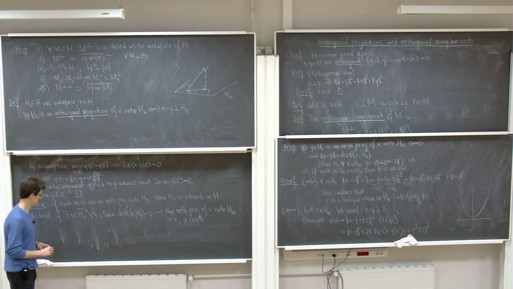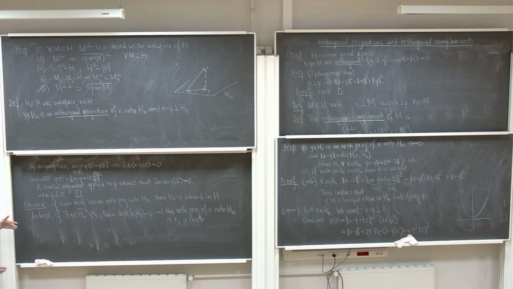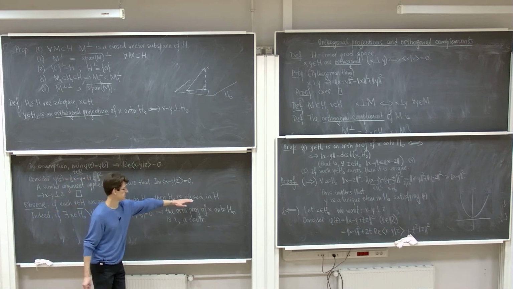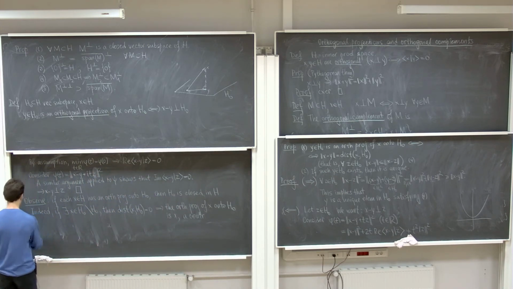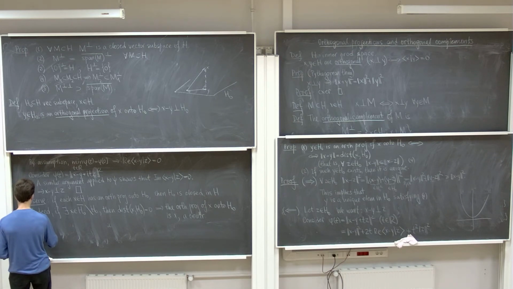And it turns out that if H is a Hilbert space, so far we assumed that H is an inner product space, but we didn't assume the completeness. So it turns out that if H is a Hilbert space, then this condition is also sufficient for the existence of orthogonal projections. So we have the following fundamental result, the orthogonal projection theorem.